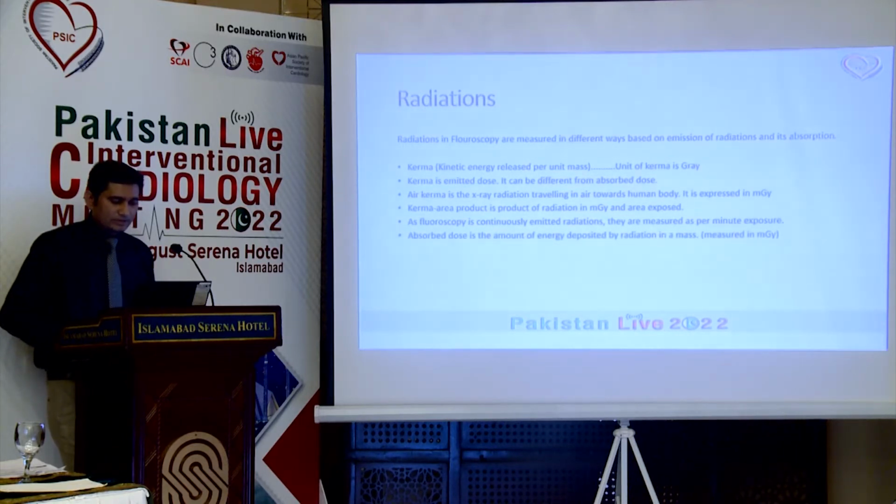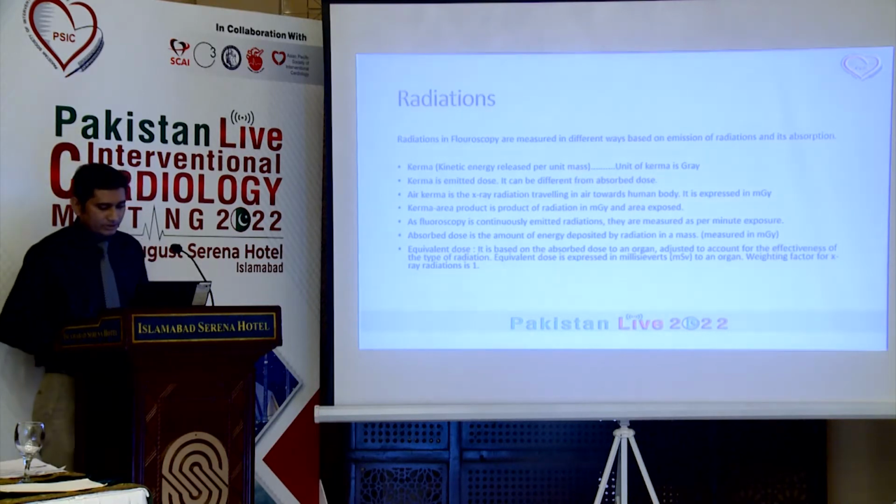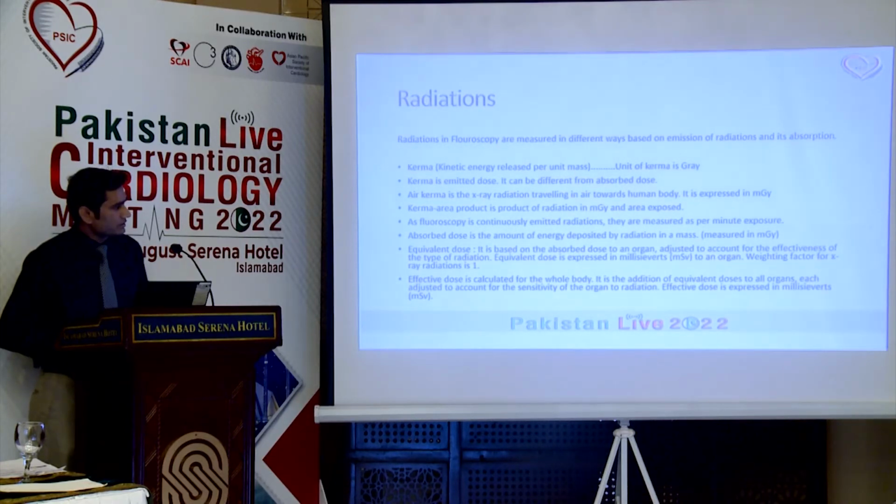Absorbed dose is the amount of energy deposited by the radiation in a mass. It is measured in milligray. Equivalent dose is based on the absorbed dose to an organ adjusted to account for the effectiveness of the type of radiation. Equivalent dose is expressed in millisieverts, and the weighting factor for X-ray radiation is 1. And effective dose is calculated for the whole body. It is the addition of equivalent doses to all organs, each adjusted to account for the sensitivity of the organ to the radiation.